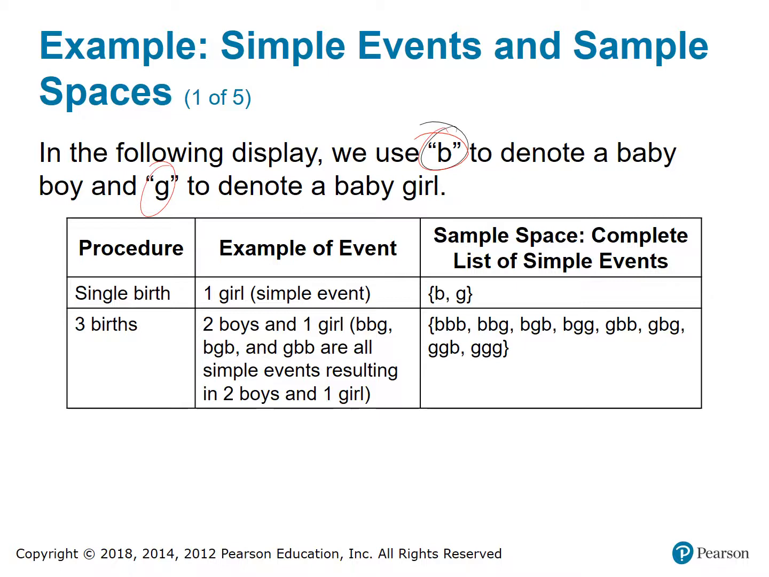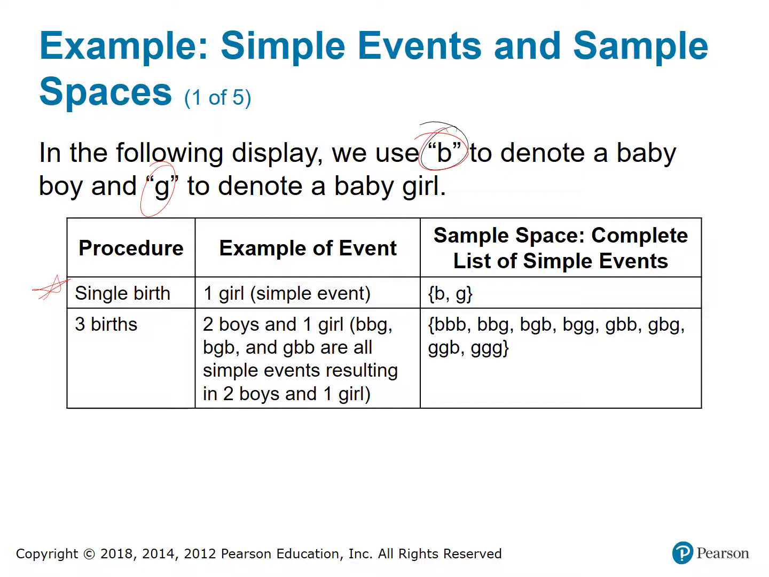So procedure 1, single birth. A simple event might be one girl, or the other event would be one boy. So it's either one girl or one boy. And so the list, our sample space, all the events we would list, we would have right here. It's either a boy or a girl, and that's all we have listed here.